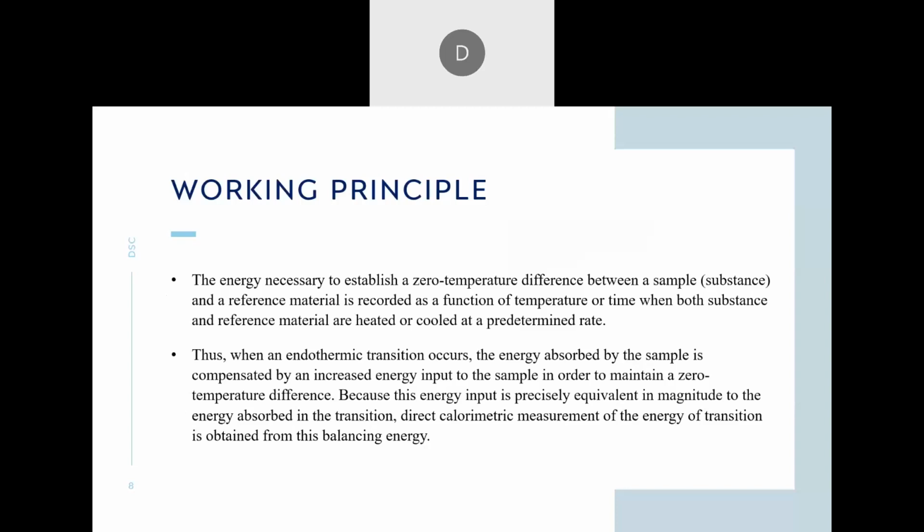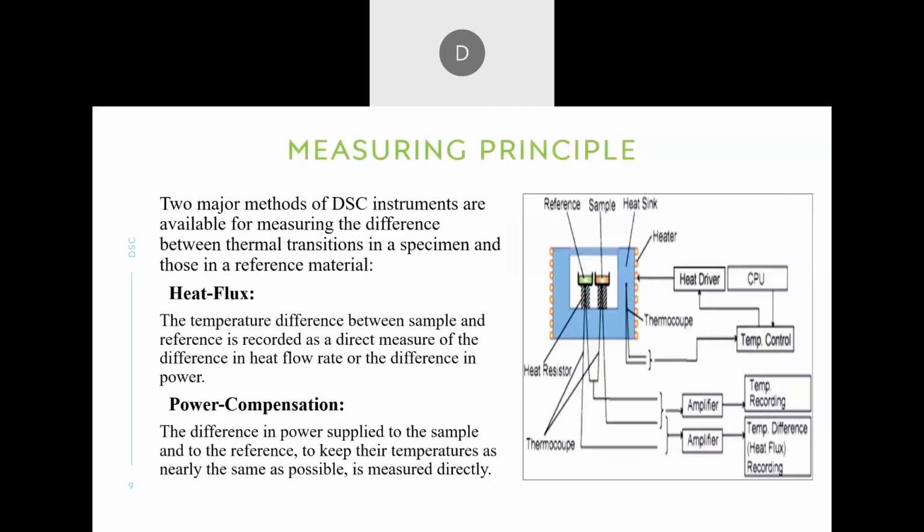When a transition occurs, like when an endothermic transition occurs, energy is absorbed by the sample. To compensate for the energy absorbed by the sample, we input more energy to the sample in order to maintain a zero temperature difference. The amount of energy we input is equivalent in magnitude to the energy absorbed in the transition. In this manner, we find out the change in enthalpy value during the particular transition.